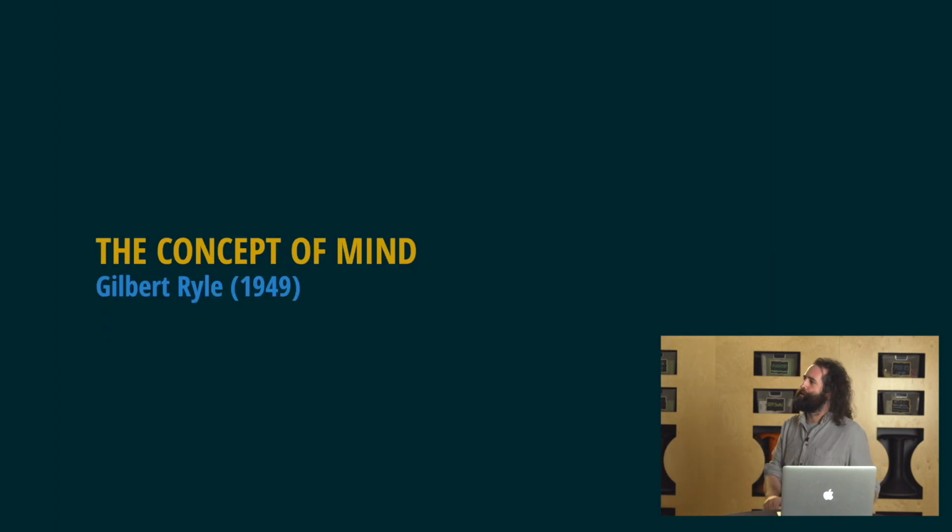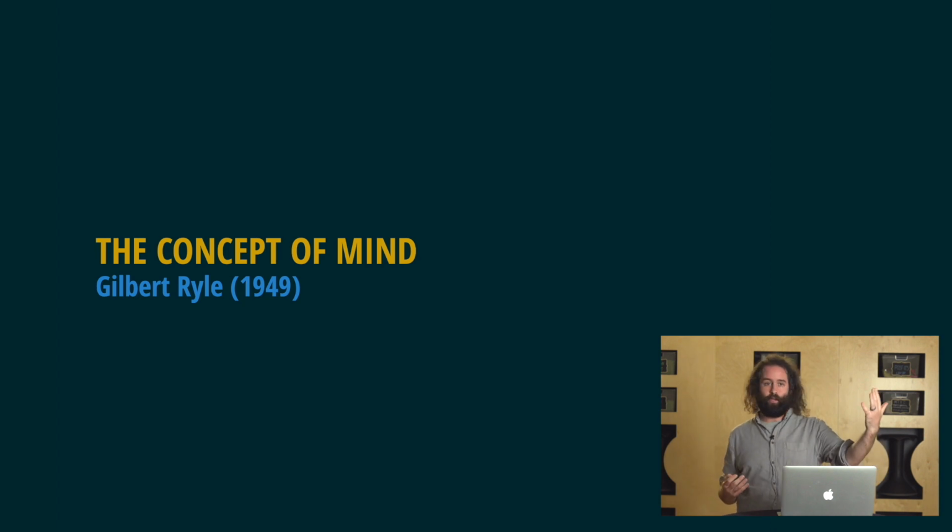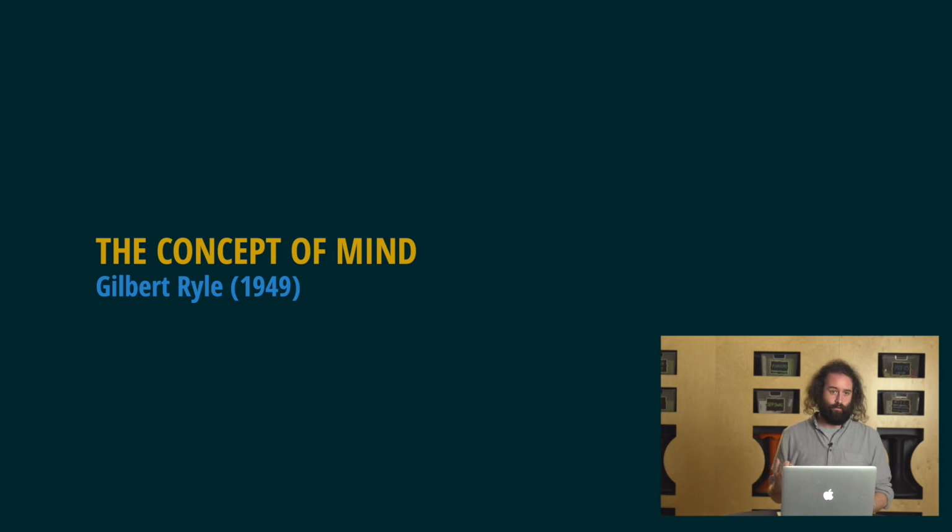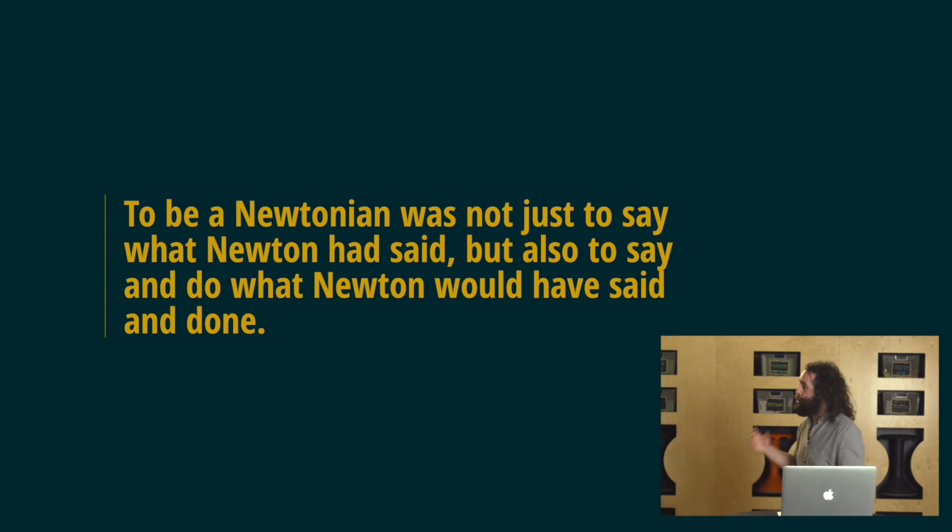You see, Naur actually in this work cites almost all philosophers. There's very little citation of computer science in this paper. Instead, he even cites Kuhn. But he gets his idea of theory mainly from Gilbert Ryle. And Gilbert Ryle wants to distinguish between the statement of a theory, like listing out some laws, and having a theory. So he puts it this way. He says, to be a Newtonian was not just to say what Newton had said, but also to say and do what Newton would have said and done.